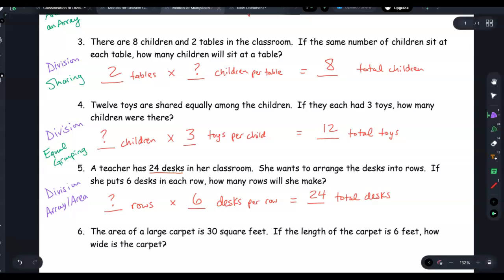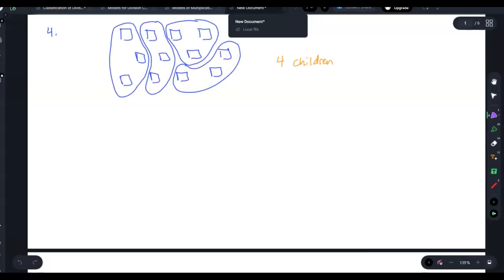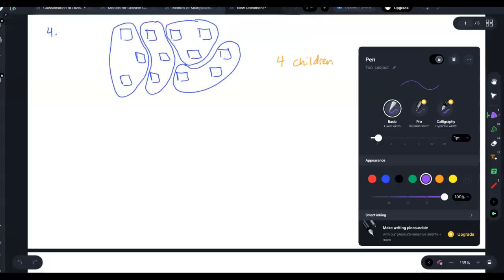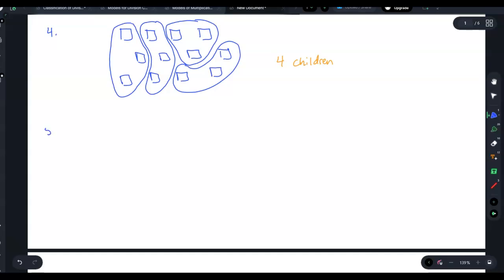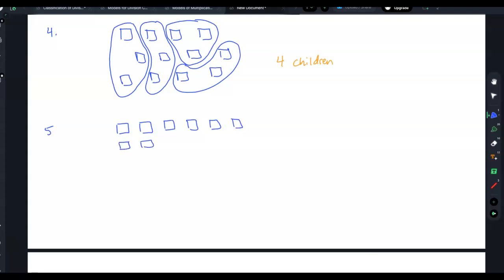So again, what would I draw? I know that there's 24 desks total. I know that there's 6 desks in each row. So then I would just start drawing rows. I know how many desks go in this row. Remember, rows go across. So row number 1, there's 6 desks, right? And then let's do row number 2. Here's 6 more. So if you want, we could kind of keep a running total here. So now I have 6 more is 12, or we could just count.